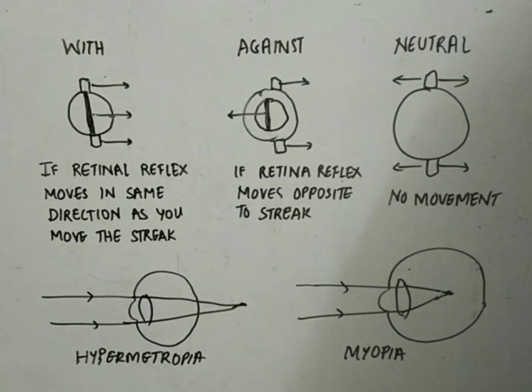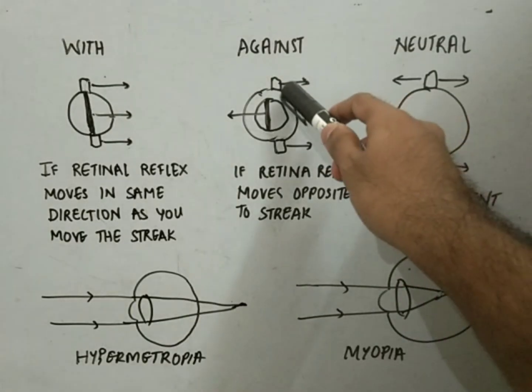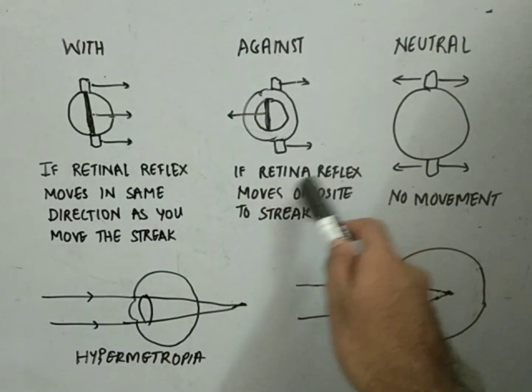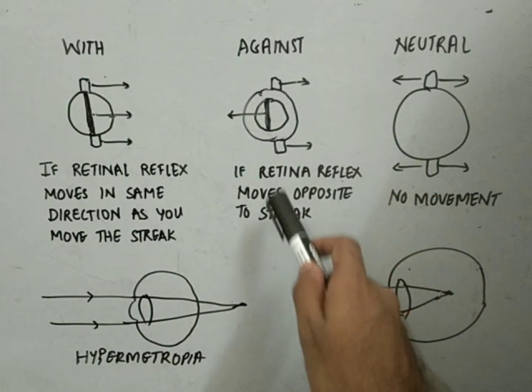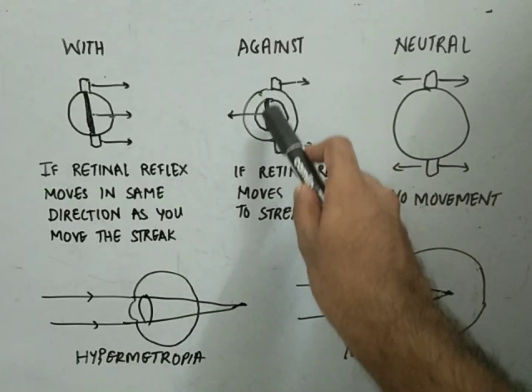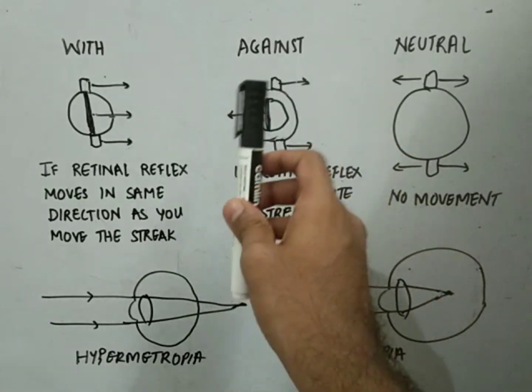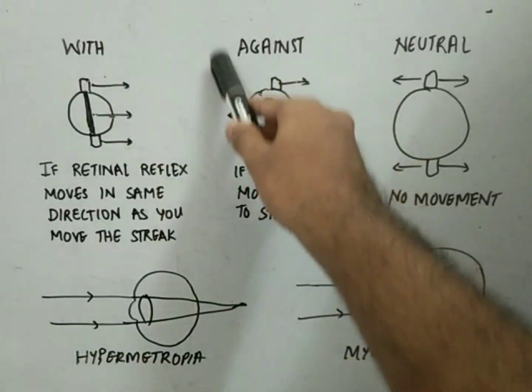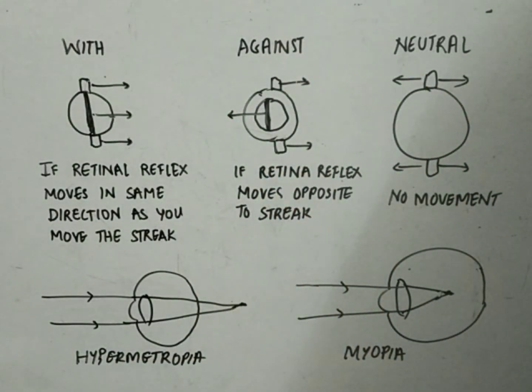Second is your against movement. Against movement is, again we have the light streak and reflex. If the retinal reflex moves opposite to the streak, so if this reflex moves in the direction opposite to the movement of the retinoscope streak, that is your against movement.